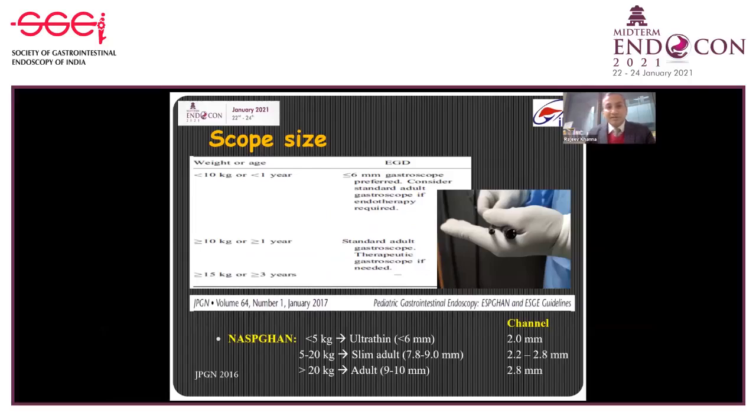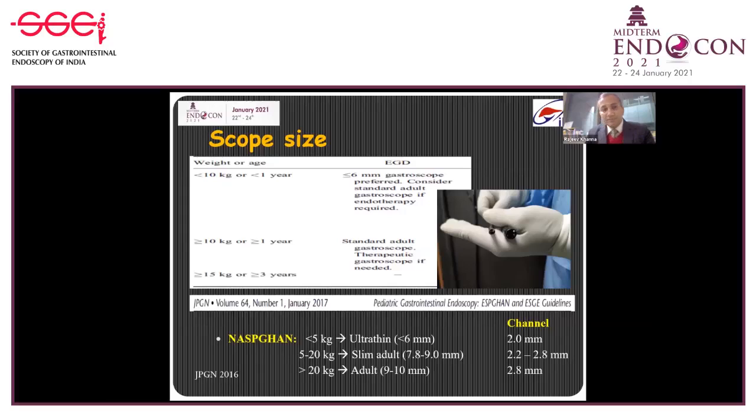So scope, we should be aware. As per the guidelines, for less than 10 kg or less than 1 year, the ultrathin scopes, that is less than 6 mm scope, should be preferred. For above 10 kg or above 1 year, a standard adult gastroscope can be used. As per NASPGHAN guidelines, there is a bit of change. That is, less than 5 kg, they recommend ultrathin, 5 to 20 kg a slim adult scope, and more than 20 kg an adult scope, with channel diameters of 2 mm, 2 to 2.8 mm, and 2.8 mm. So here in the picture, we can see the difference in the size of the 5.5 mm scope and the 8.8 mm scope.